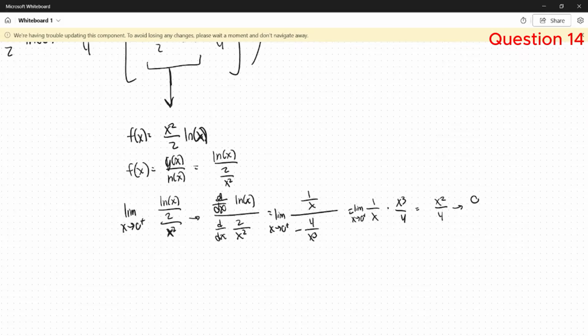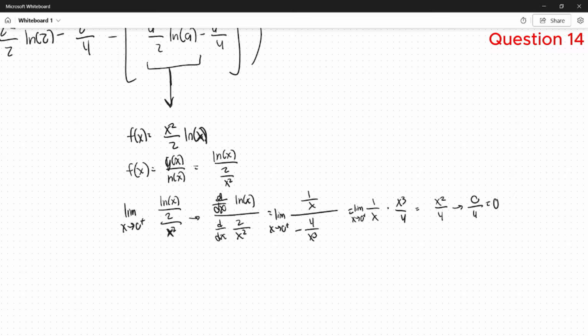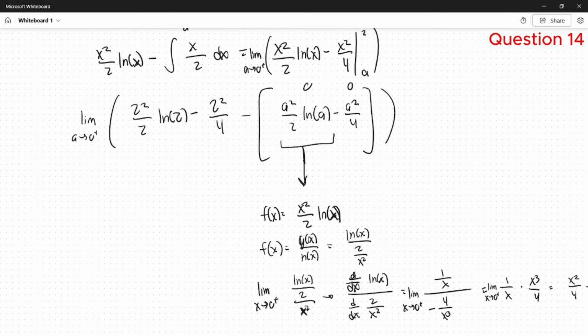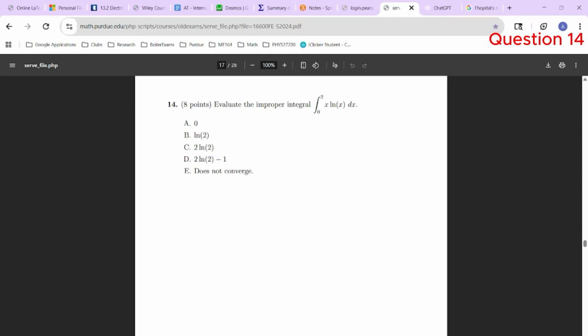As x approaches 0, we get 0 over 4. This approaches 0. So as determined from L'Hopital, this term here will go to 0. That term there will go to 0. Eventually, we are just left with this: 2 ln 2 minus 1. This is the solution to our integral, which would be answer D.